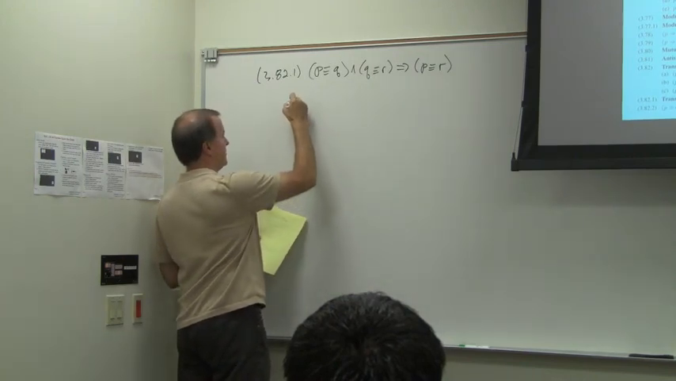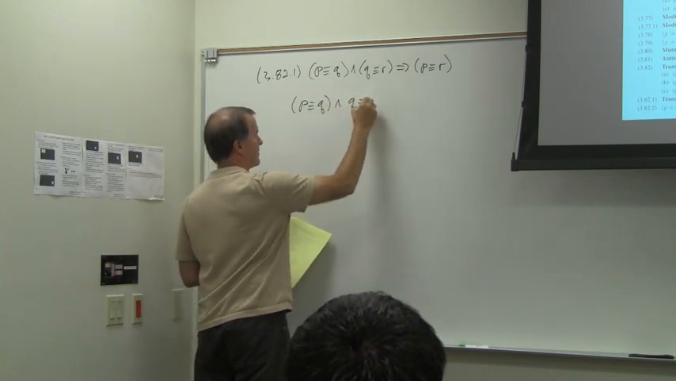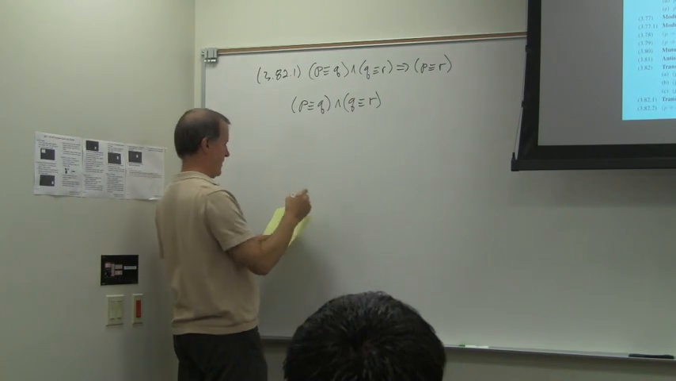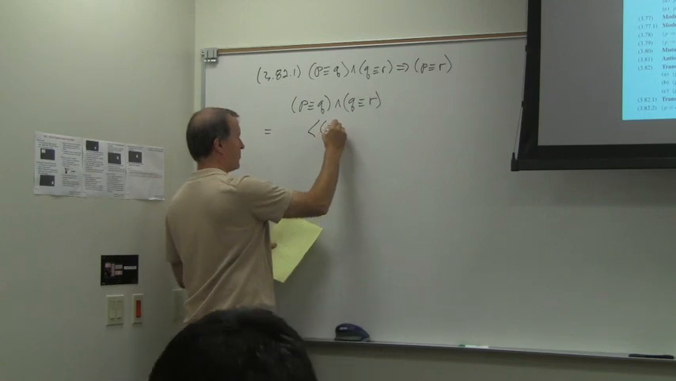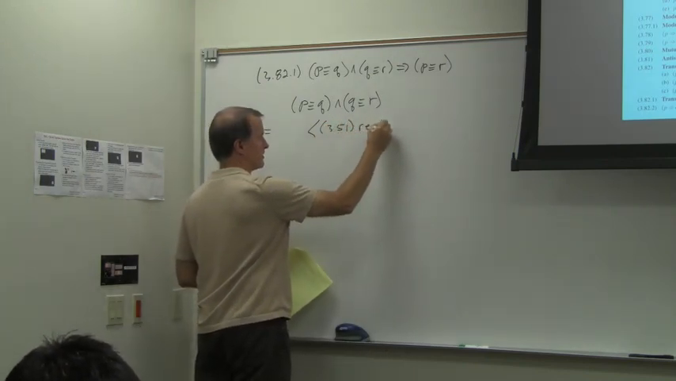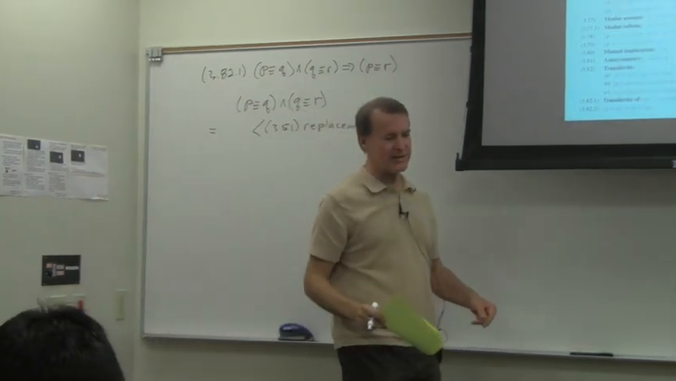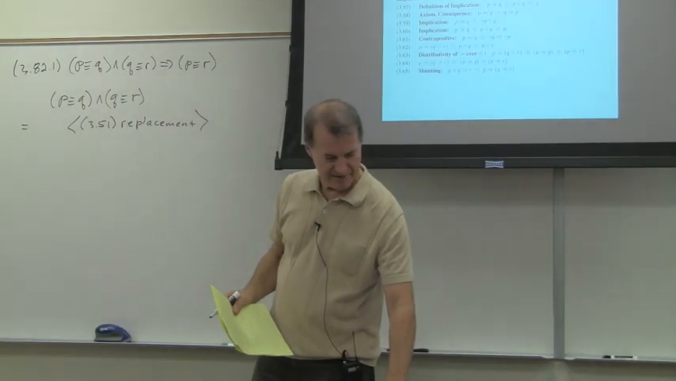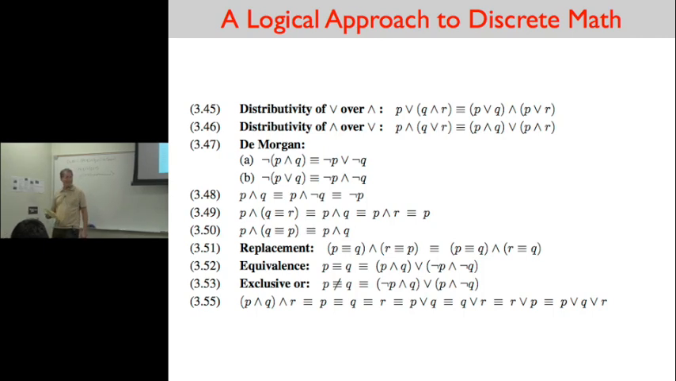P equals Q and Q equals R. And the theorem that we're going to use is one that we haven't talked about before, 3.51 replacement. Take a look at 3.51. We haven't used this before. I don't recall, do you ever recall using 3.51 yet in a proof?